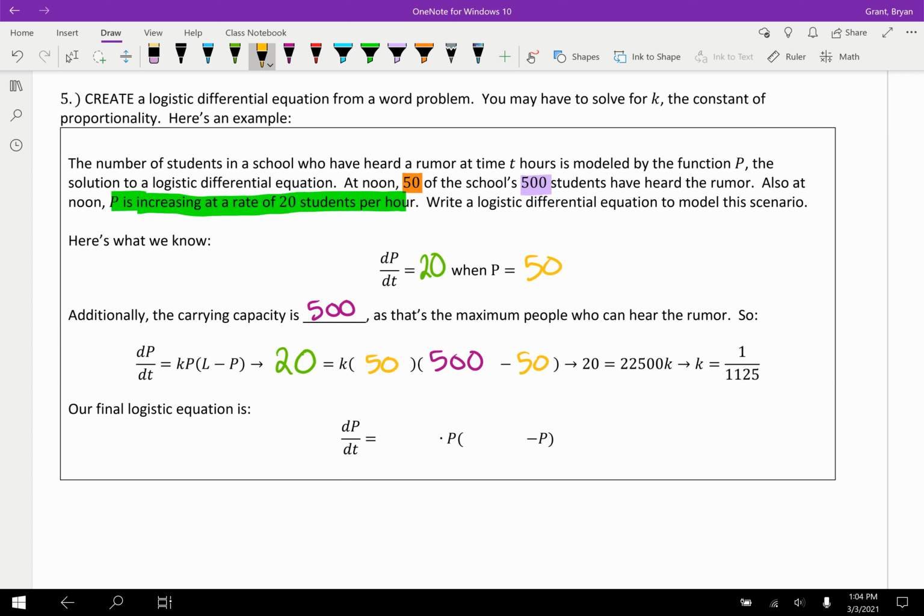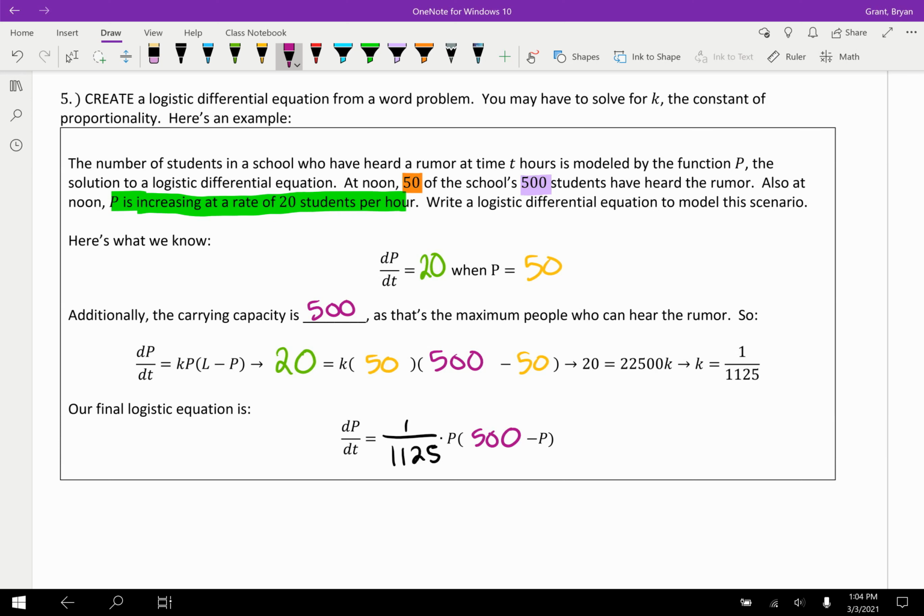Thus, our final logistic differential equation, I guess, is 1 over 1125, that's K, times P, times 500 minus P. And now for any value of P, so for example, if we wanted to know how fast this rumor is spreading, we could pick a population number.